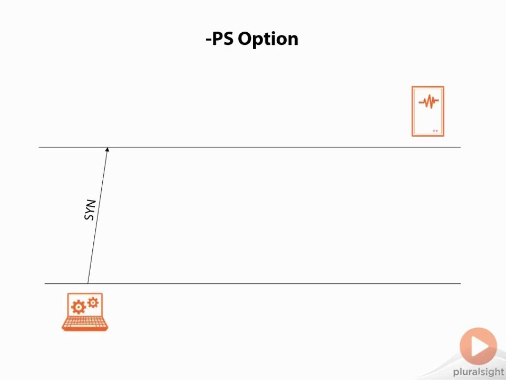The -PS option sends a TCP packet with the SYN flag set, just as if we were trying to initiate a connection. For the purposes of host enumeration, one of two conditions is possible. Either the port is open or the port is closed. Finding that the target port is open is rare, but when it does occur, the target will respond to our SYN packet with the standard SYN-ACK reply.